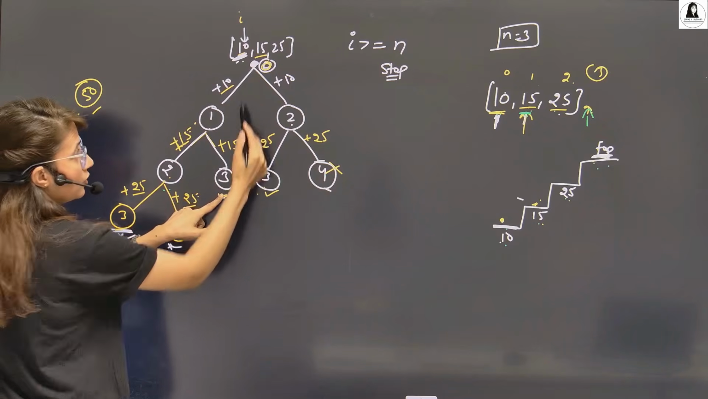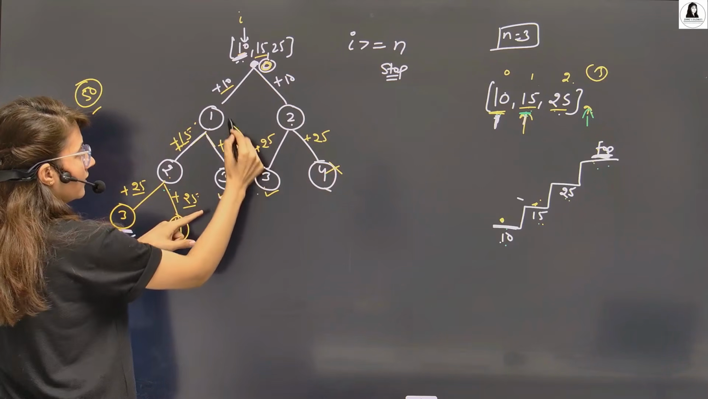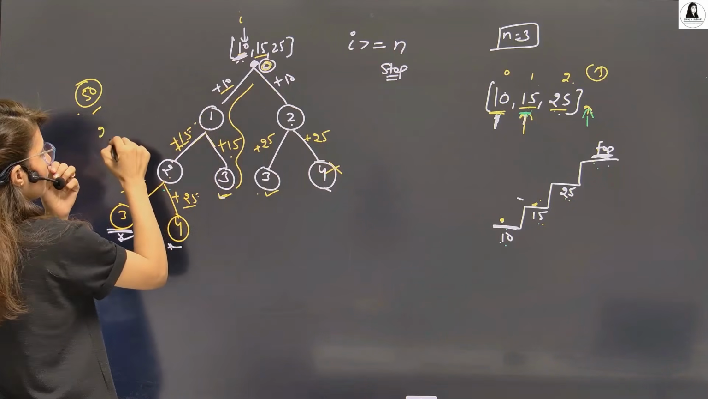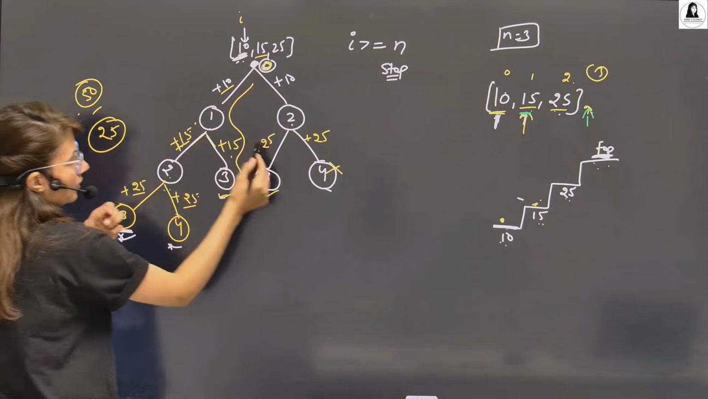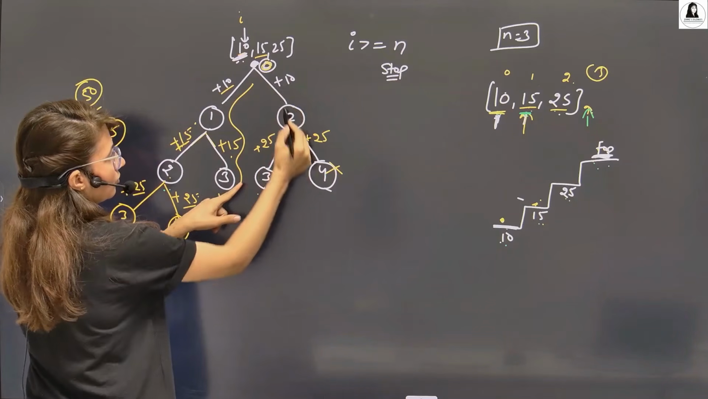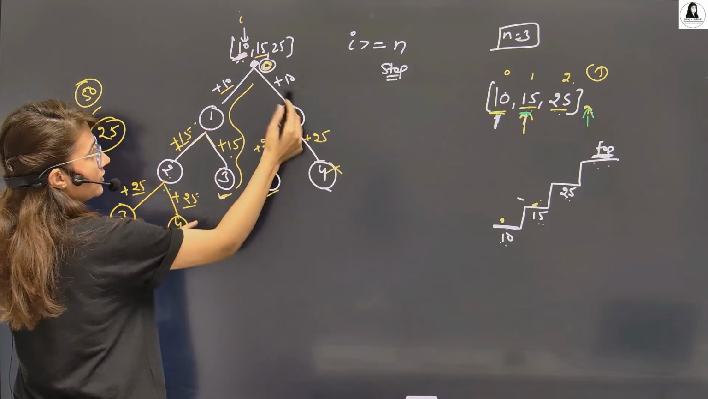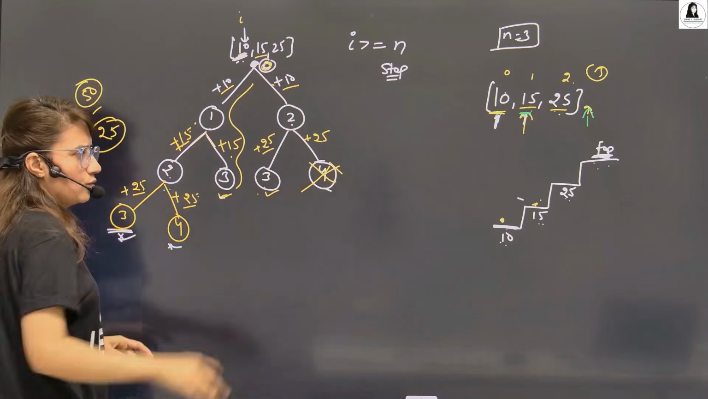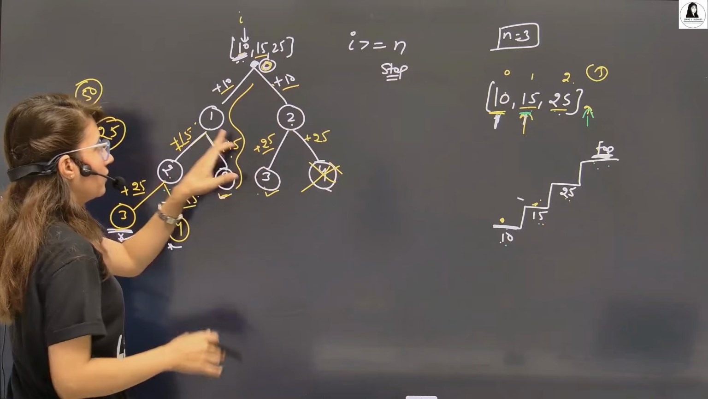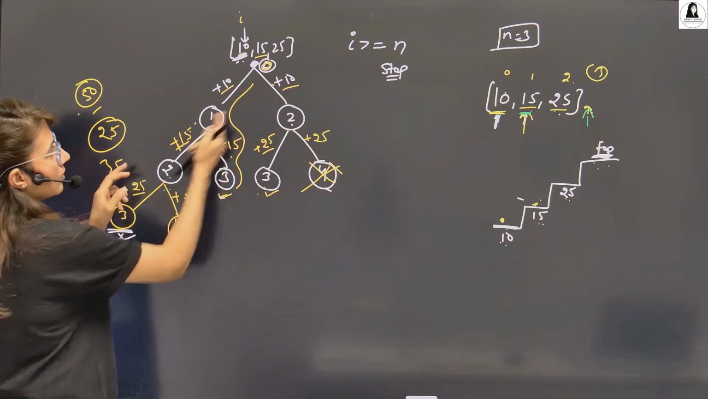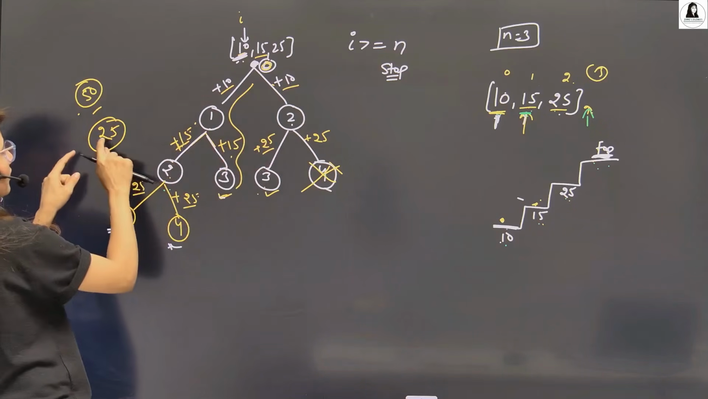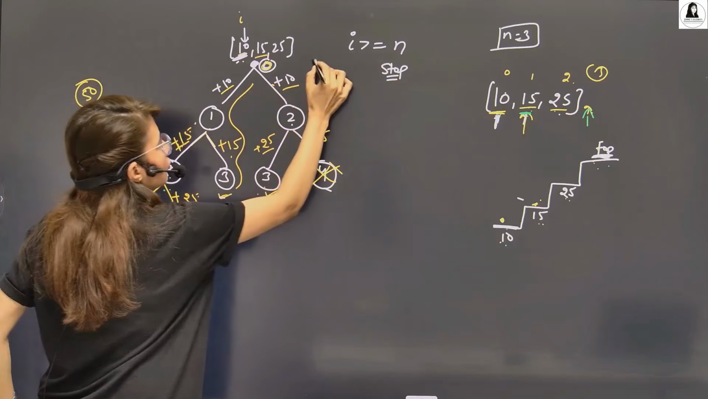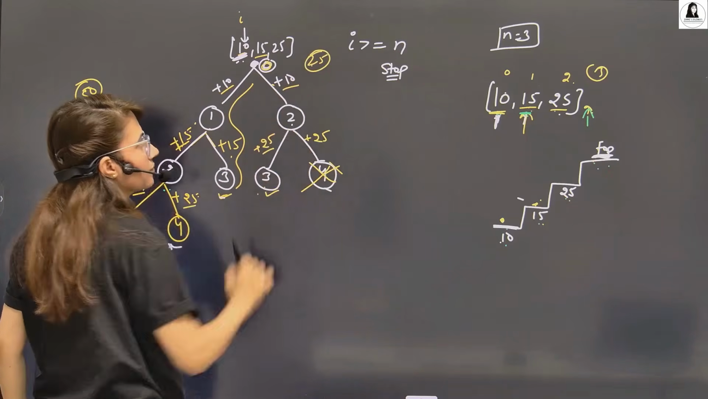I have reached the end in this path also. If I take this path, 15 plus 10 is 25. If I take this path, 15 plus 10, 25 plus 10, it's 35. And for that, we don't need to go here. So it's 35. Whatever minimum out of these paths, it is 25. So this will give me 25.